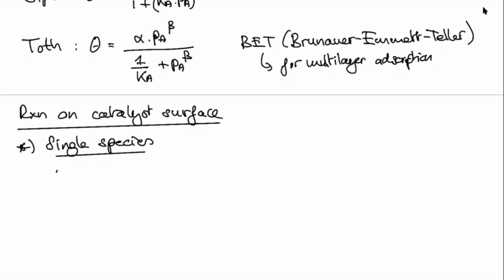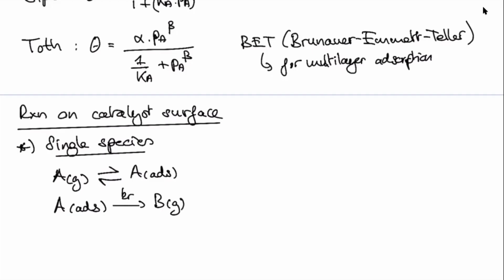So for example, A from the gas phase is in equilibrium with A adsorbed, and then A adsorbed reacts with Kr to B. And then for simplicity, people just say that once you react, the desorption is basically so fast that you just don't regard it, right? So A adsorbs, goes straight to B in the gas phase.